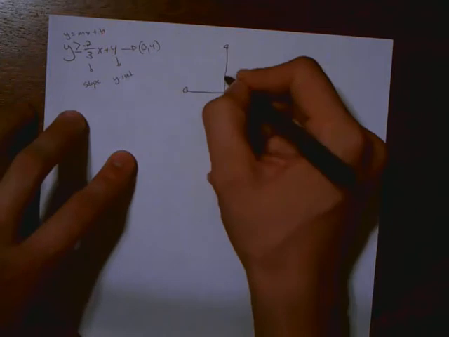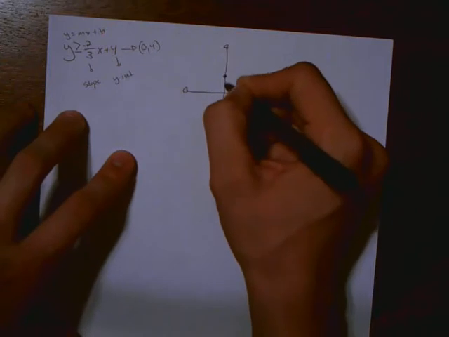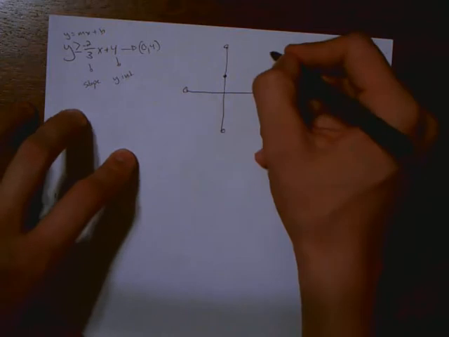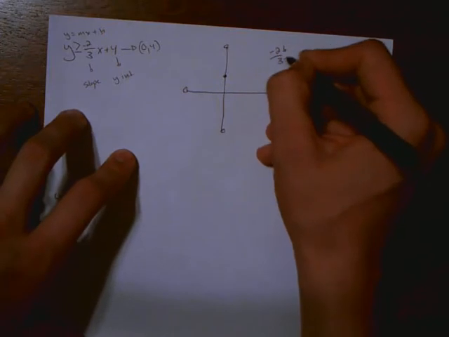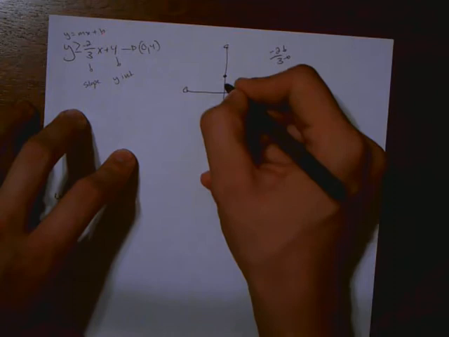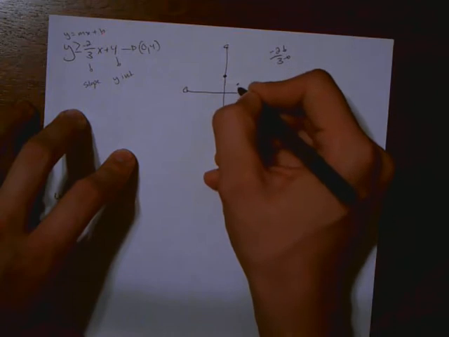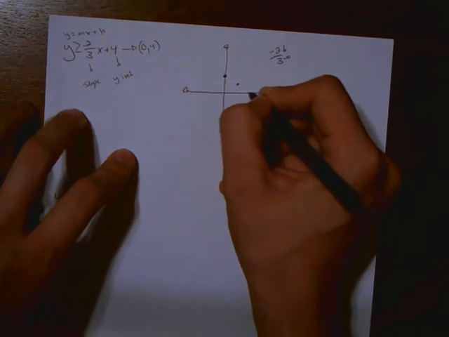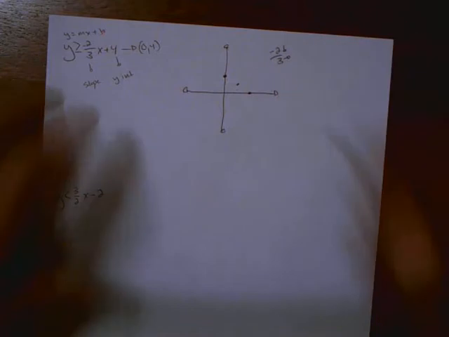That's going to be my first point. I'll put it right up here: 0, 1, 2, 3, 4. And then my slope is negative 2 over 3. So 2 down, 3 over. 2 down, 3 over. Alright, and now I'm going to draw my line.